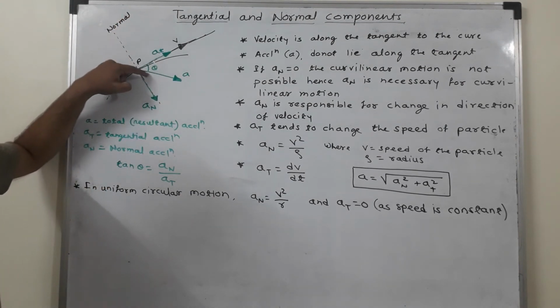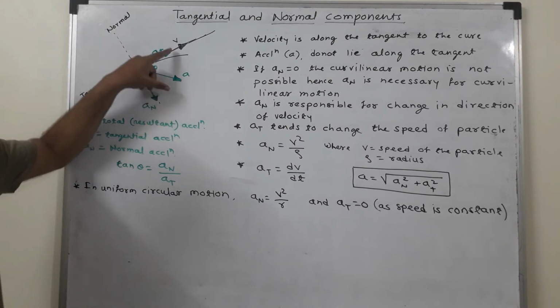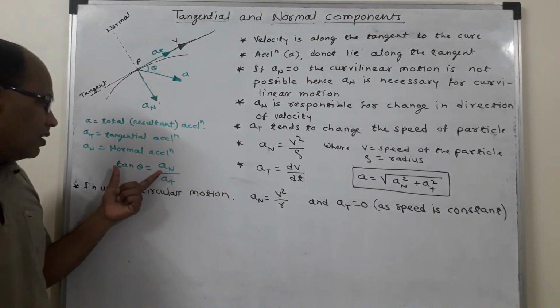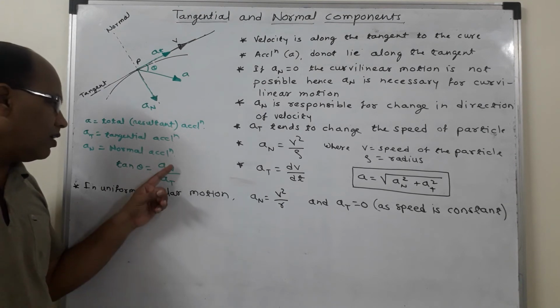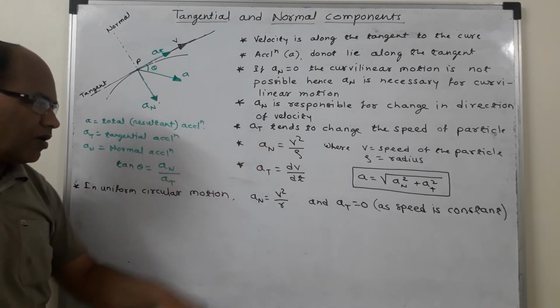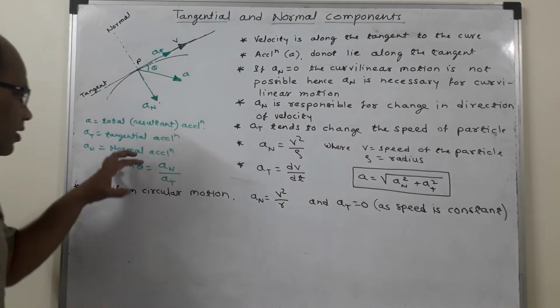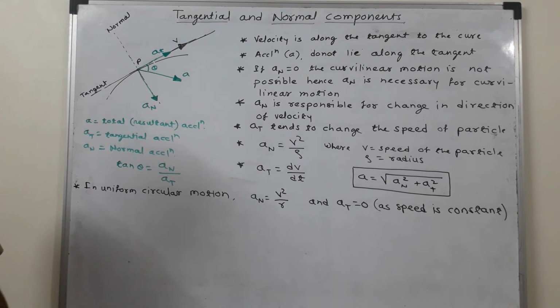If theta is the angle made by the total acceleration with the tangential direction, then this theta can be obtained as tan of theta is equal to an divided by at. So knowing the value of an from the formula v square by rho and knowing the value of at, that is dv by dt, we can get the direction of the total acceleration also.